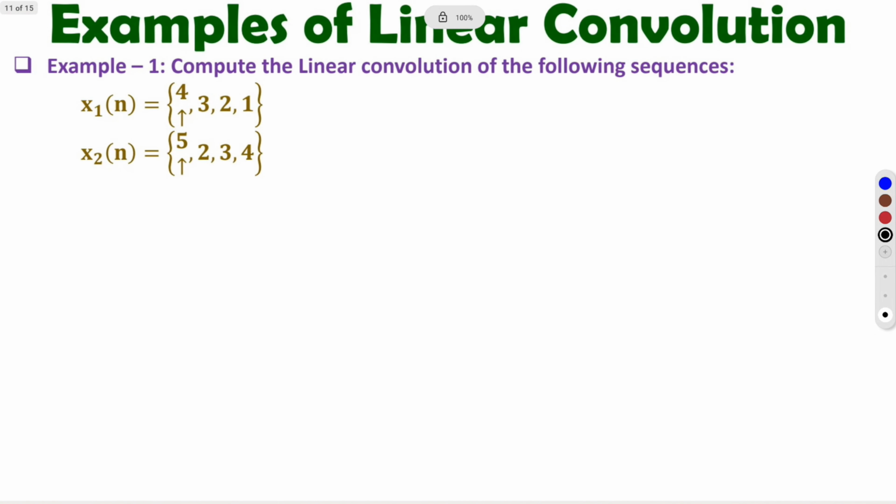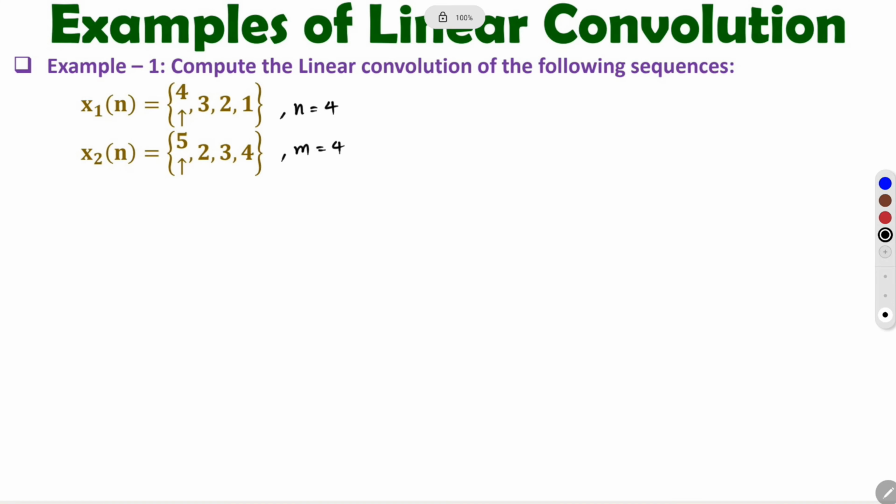See, in question 1, we need to identify the linear convolution for these two sequences. Here one can observe we have x1 of n that is having reference at 4, meaning n is equal to 0 at 4, and the sequence is 4, 3, 2, 1. So in total 4 elements are there. And x2 of n has reference at 5. Here the sequence is 5, 2, 3, 4. So here in total 4 elements are there.